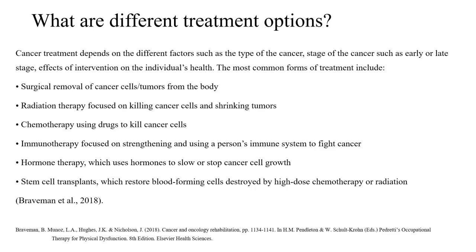The most common forms of treatment include surgical removal of cancer cells or tumor from the body, radiation therapy that focuses on killing cancer cells or shrinking tumors, chemotherapy using drugs to kill cancer cells, immunotherapy which focuses on strengthening and using a person's immune system to fight cancer, hormone therapy, and stem cell transplant which restores blood forming cells destroyed by high dose chemotherapy or radiation.